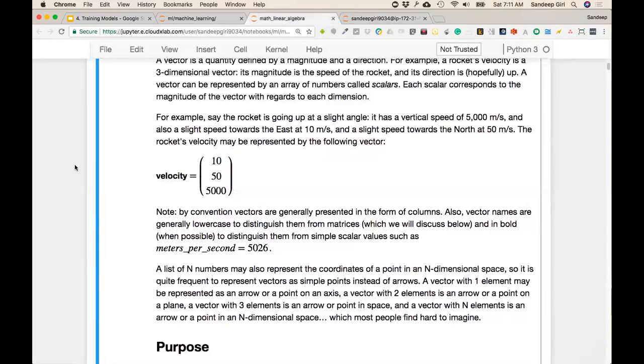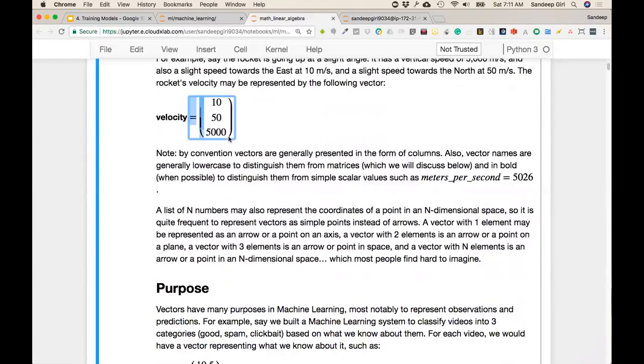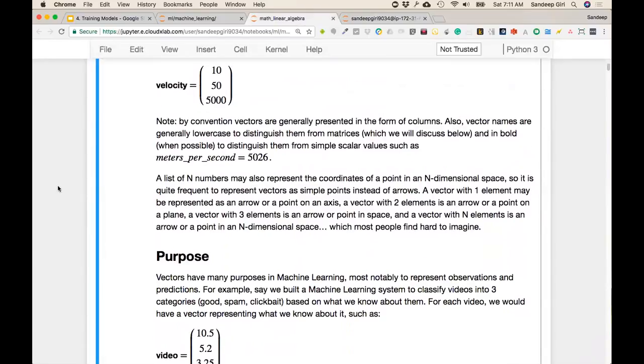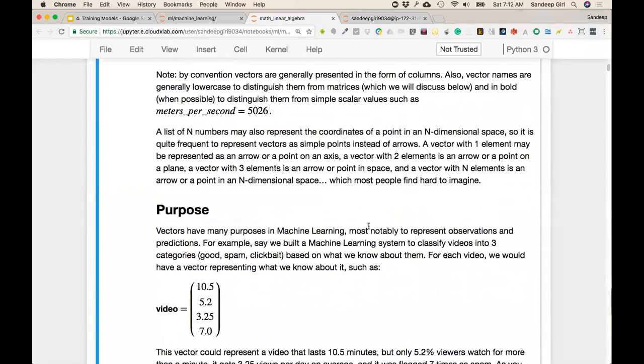All right. So in case of a rocket, this could be the speed, and so a list of n numbers may also represent coordinates of a point in n-dimensional space. So it's quite frequent to represent vectors as simple points instead of an arrow. Okay, so a vector with one element may be represented as an arrow or a point on an axis. A vector with two elements is an arrow or a point on a plane.